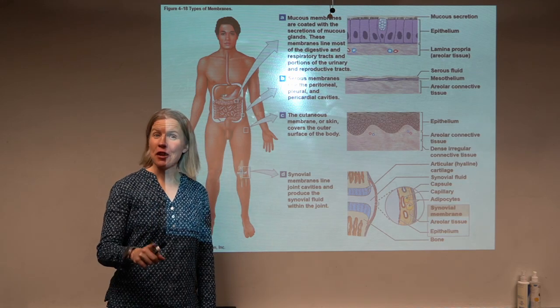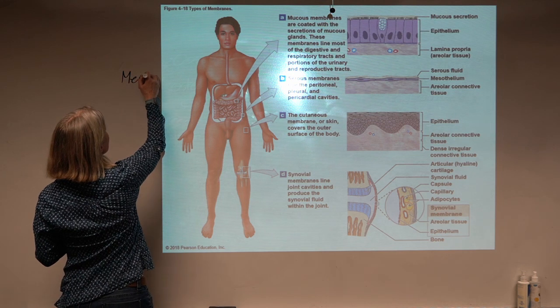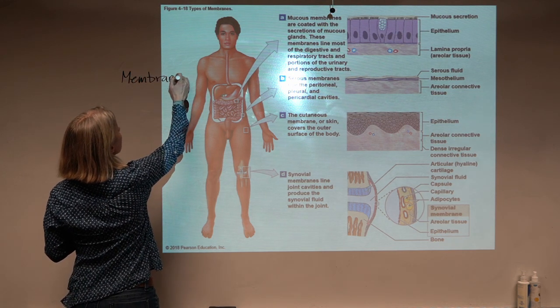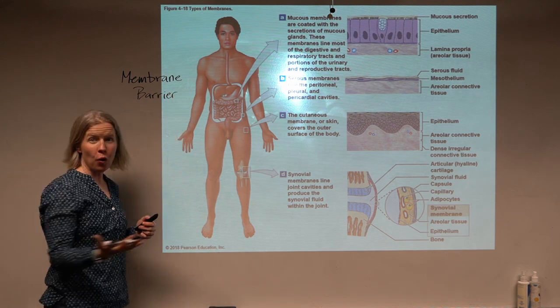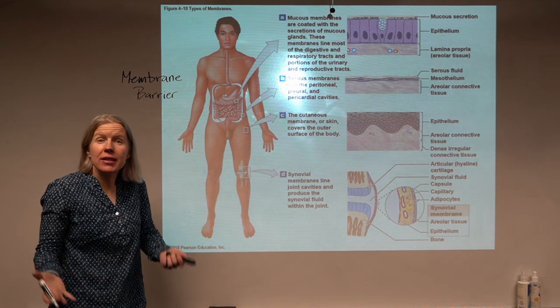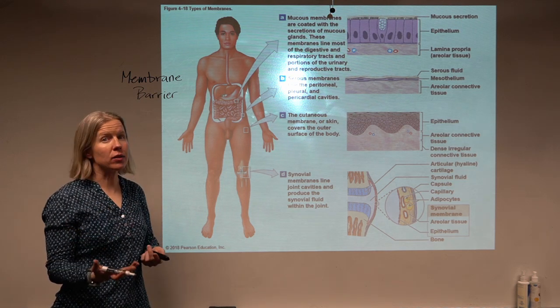All right, this is it for chapter 4. What we're looking at here are membranes. Now, a membrane is a barrier. You already know about one membrane. You know about the cell membrane, right? And it acts as the barrier between the inside and the outside of the cell.